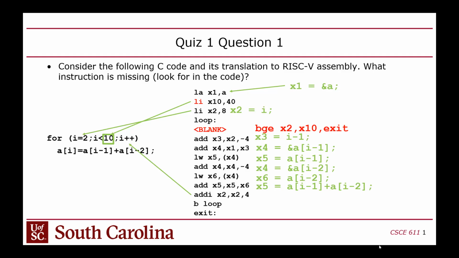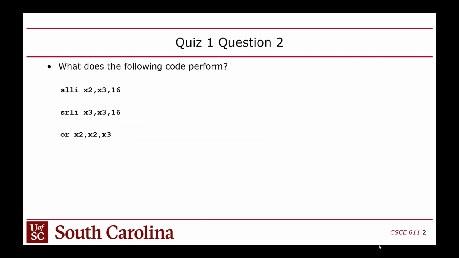So if you look in the C code, it's I less than 10, whereas in the assembly language, it's checking to see if I is greater than or equal to 10. Because if it is, then we take that as a chance to exit. So we break out of the loop. Okay. All right.